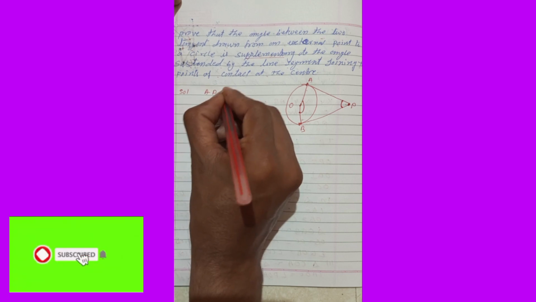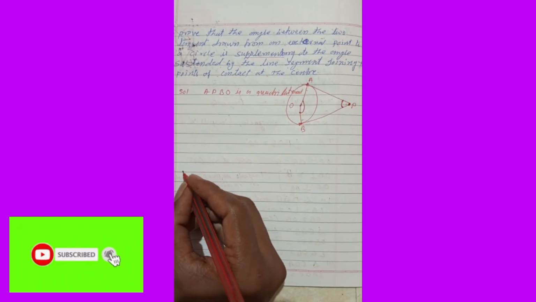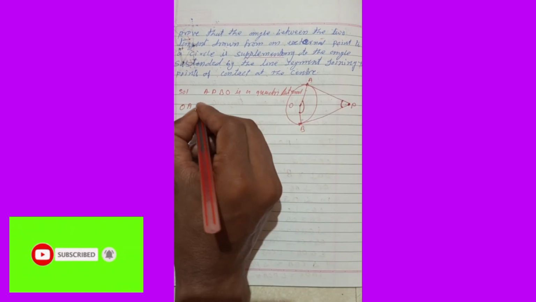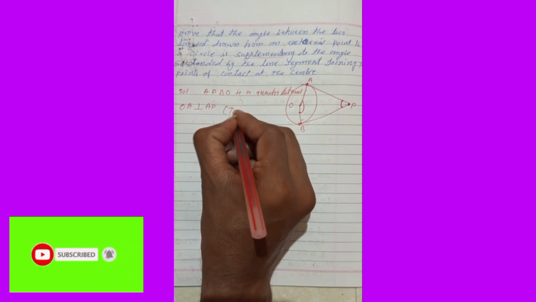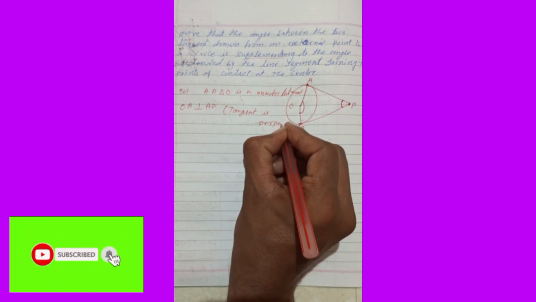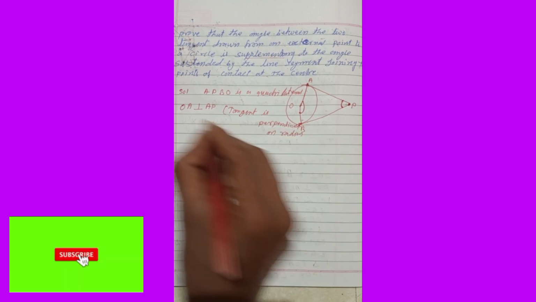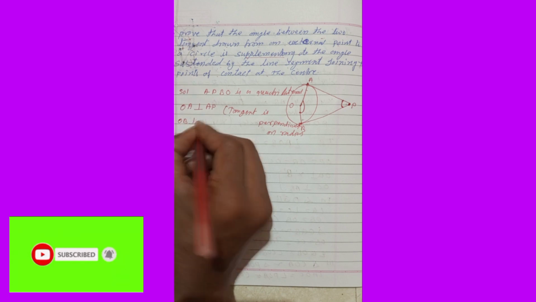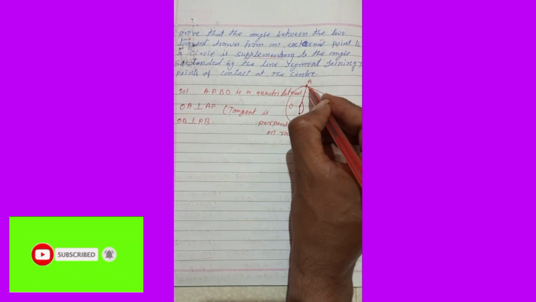APBO is a quadrilateral. In that quadrilateral, we know that OA is perpendicular on AP. Why? Because the tangent is perpendicular on the radius. Now we can also write that OB is perpendicular on PB. Same reason for this one also: the tangent is always perpendicular to the radius, so this angle is 90 degree, this angle is 90 degree.